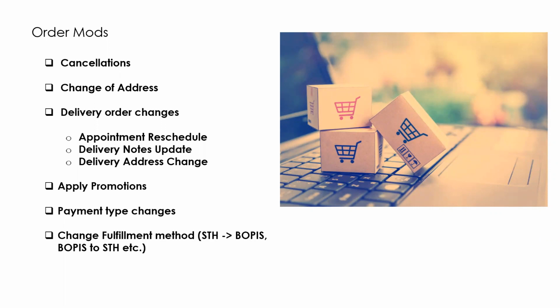Another order mod is change fulfillment method. Okay. You place the order for ship to home, you want to change it to buy online and pick up in store. So that also can be done. And vice versa, BOPIS to STH. And then STH to delivery, delivery to STH. Very rarely delivery to STH, but STH to delivery you can do. Or BOPIS to delivery you can do. Okay, so those are the change fulfillment methods. Any questions? Okay, I will move on, assuming people are understanding and the speed is right.